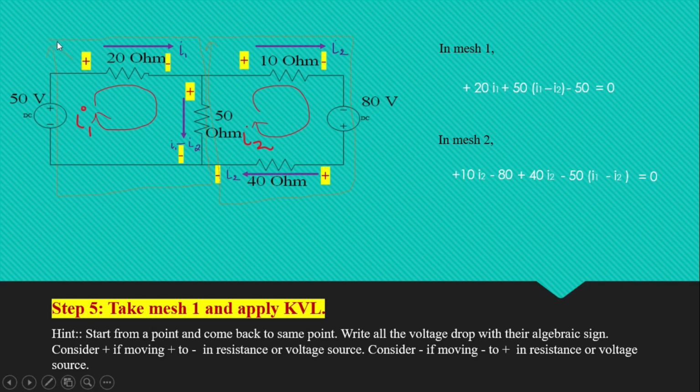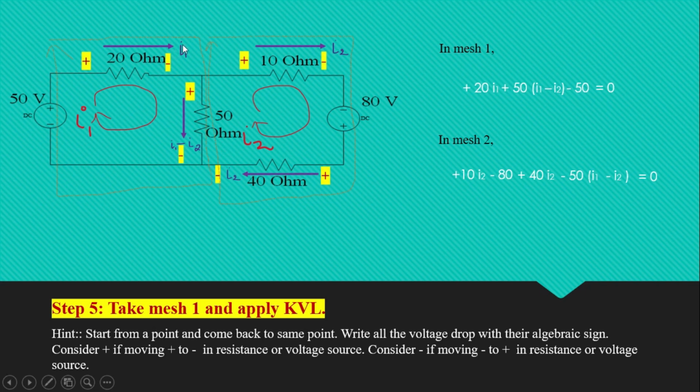Once I start moving from this point, I first have the 20 ohm resistance. The voltage across the 20 ohm resistance would be 20 I1, so I am writing this 20 I1 here. And as I am moving from this side to this side, means from the positive side to the negative side in this resistance, I will use the positive sign over here. So this 20 I1 is coming from this resistance.